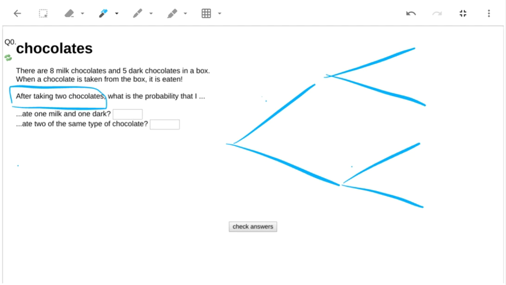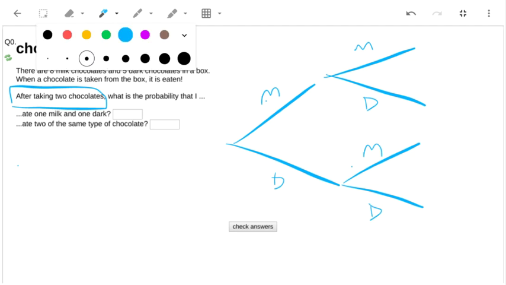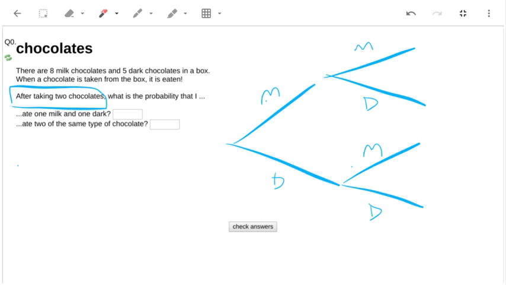And let's just first look at the possibilities here. Milk, milk, milk, dark, dark milk, dark, dark. And add in the probabilities as we go. So there are 8 milks out of a total of 13, and there are 5 darks out of a total of 13. Once I've taken a milk, I lose 1. So that's going to become 7 from a total of 12. There are still 5 dark in that top branch.